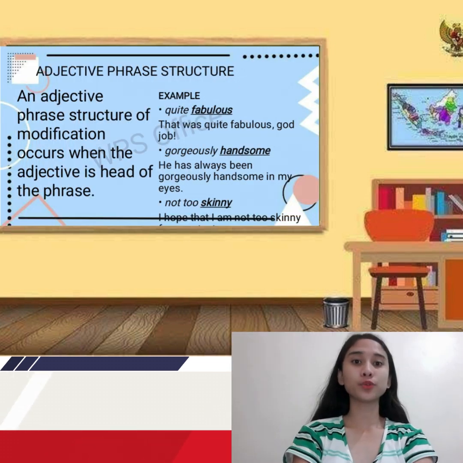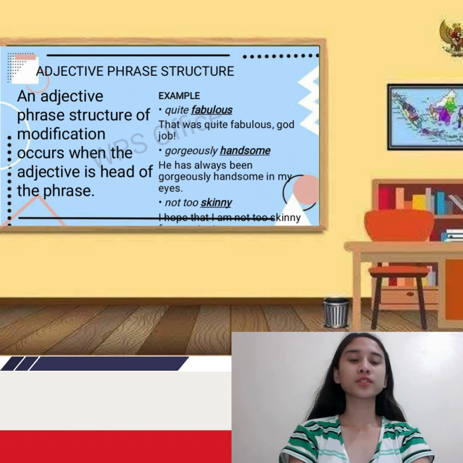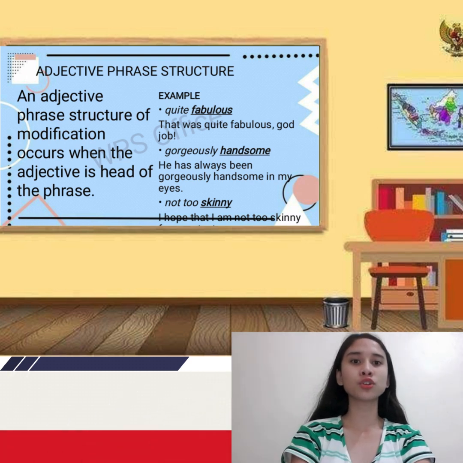Now is the third, adjective phrase structure. An adjective phrase structure of modification occurs when the adjective is the head of the phrase. For example, we have quite fabulous. The underlined word there, fabulous, is our head, and it is the adjective, and it is modified by the word quite.